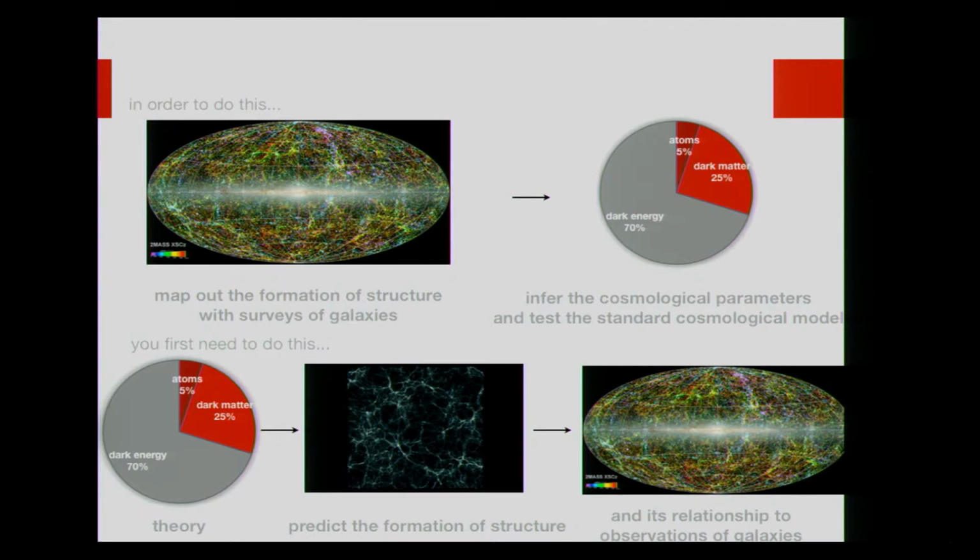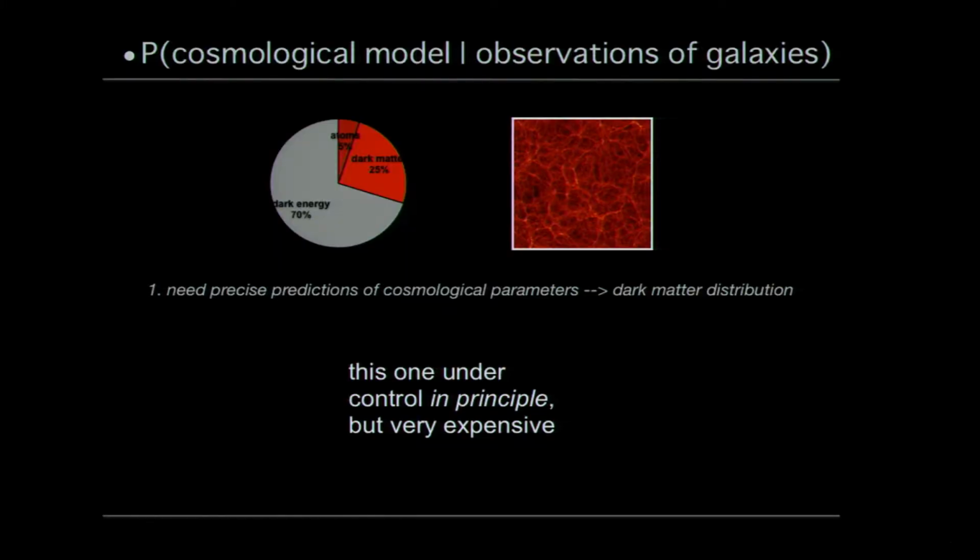But in order to do that, you need to first understand how these cosmological parameters are related to your observables. And so you need to understand how to go from those cosmological parameters to detailed predictions for the formation of structure and its relationship to the observations of galaxies. And so I just want to go through some details in this step.